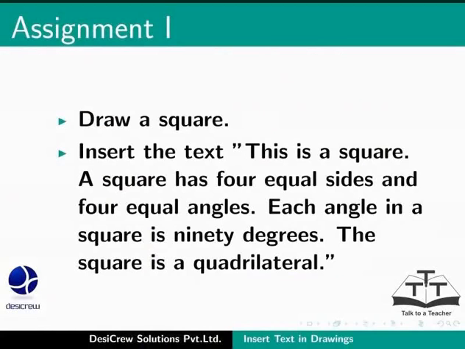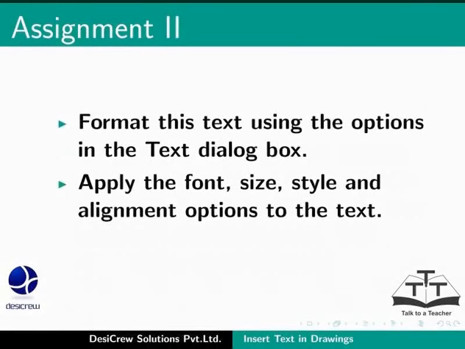Pause this tutorial for the assignment. Draw a square. Insert the text, "This is a square. A square has 4 equal sides and 4 equal angles. Each angle in a square is 90 degrees. The square is a quadrilateral." Format this text using the options in the text dialog box. Apply the font size, style, and alignment options to the text.